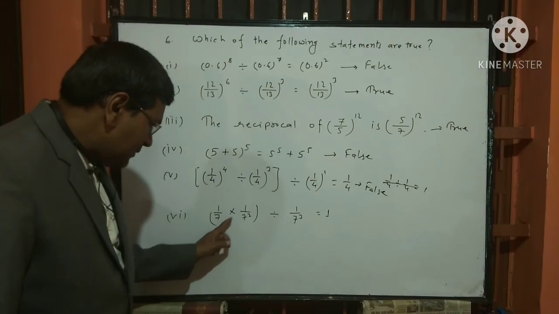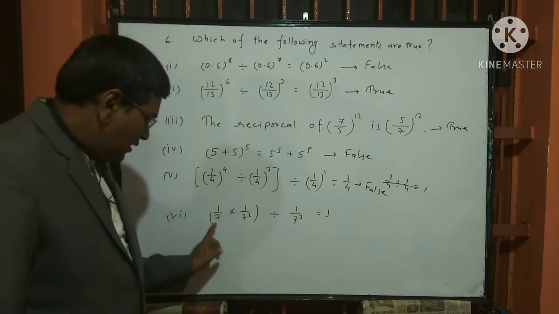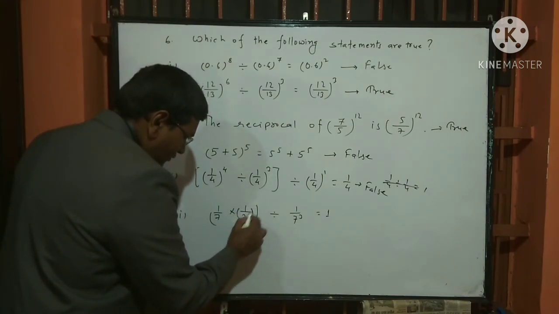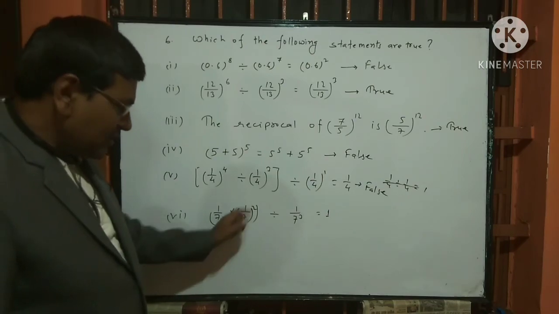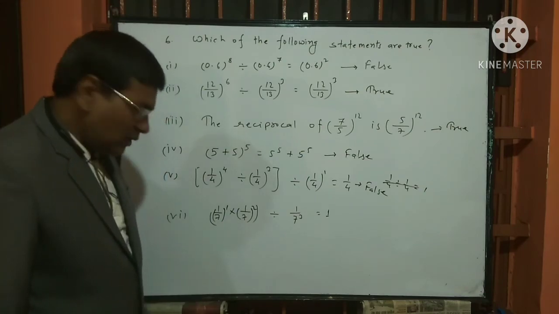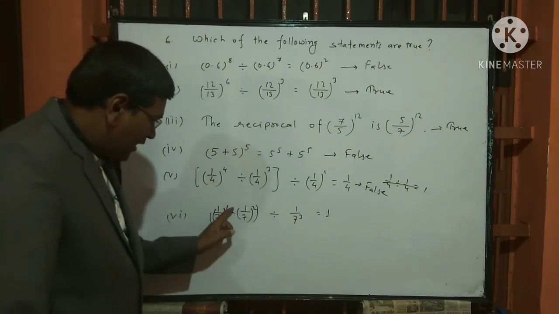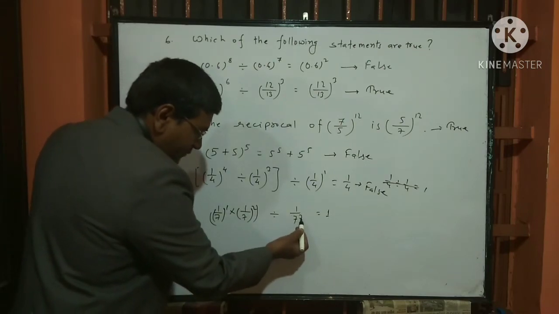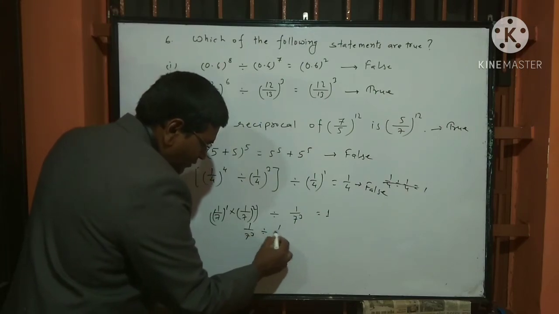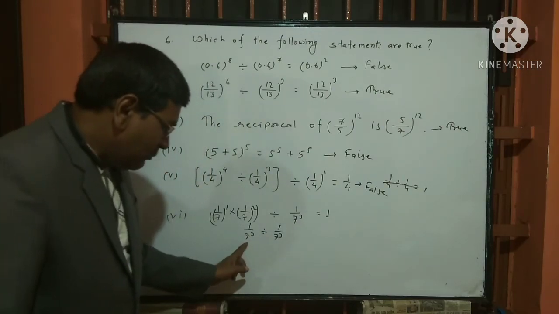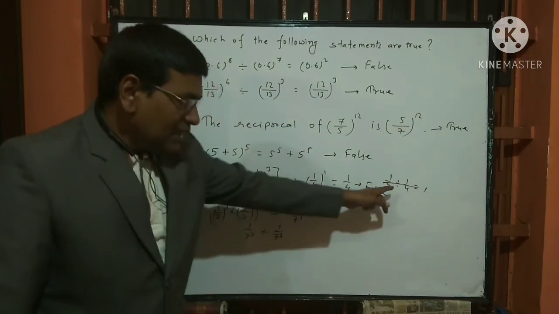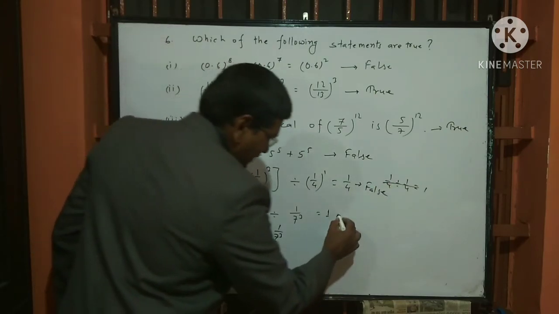Next, 1 by 7 into 1 by 7 to the power 2. Both bases are equal. Look how we can write it: 1 by 7 to the power 2 and 1 by 7 to the power 1. Both bases are equal, so their powers will be added. 1 plus 2, 3. If we solve it, we get 1 by 7 to the power 3, and here 1 by 7 to the power 3. Both are same numbers, so same number divided by same number is 1. So this is true.